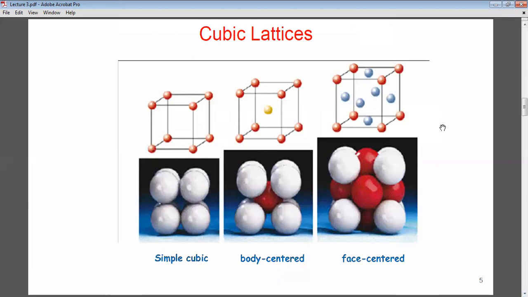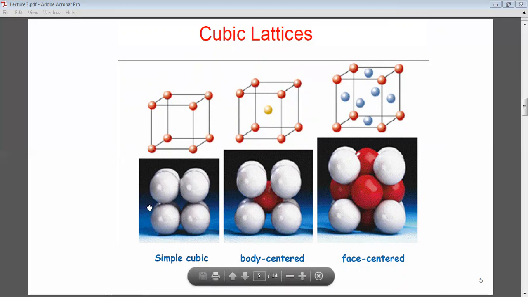In the cubic lattices, we have 3 different types. For now, just look at how they look. We will be talking about each one of them thoroughly throughout this lecture and the coming lecture. There is the simple cubic; this is how a unit cell looks. There are 8 corners, with 1 lattice point at each corner of the cubic unit cell. The body-centered has 1 lattice point at each corner of the cube unit cell, but there is also 1 atom in the middle.